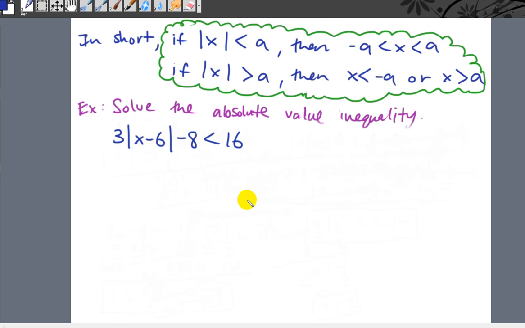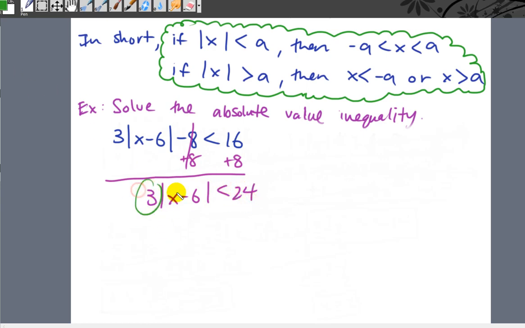Alright, so let's do a few more problems, okay? So let's say I gave you 3 times the absolute value of x minus 6 minus 8 is less than 16. First, what we want to do is, you see here, we have an absolute value expression. We want to go ahead and isolate that absolute value expression somehow. So first, what I see is we can add 8 to both sides. So what we have is 3 times the absolute value of x minus 6 is less than 24.